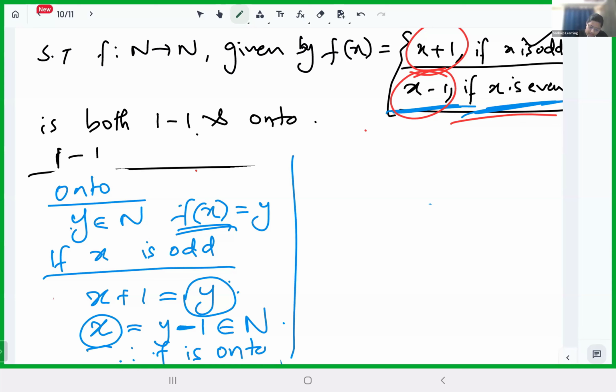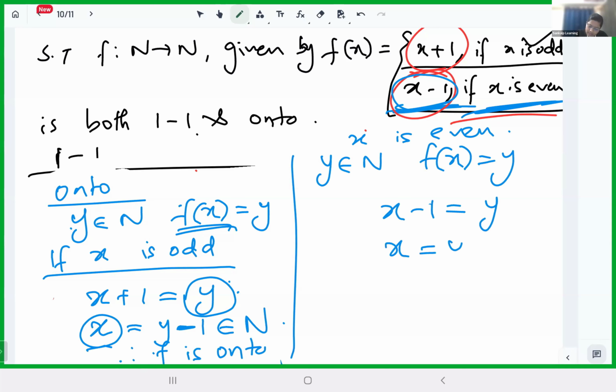Now the second part: y belongs to the set of natural numbers such that f of x equals y, and here x is even. So what will be f of x? An even number means it is x minus 1, so x minus 1 equals y, so x equals y plus 1. Since y is a natural number, 1 added to y is also a natural number. So x is a natural number, and f is onto in that case also. When x is an even number, f is onto, and when x is an odd number, f is also onto. So we can conclude that the given function is both 1-1 and onto.